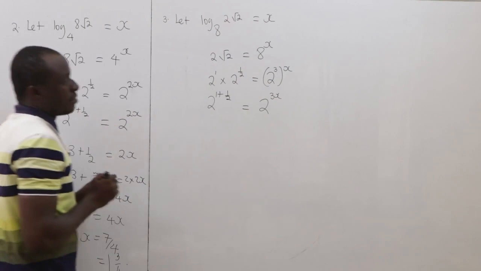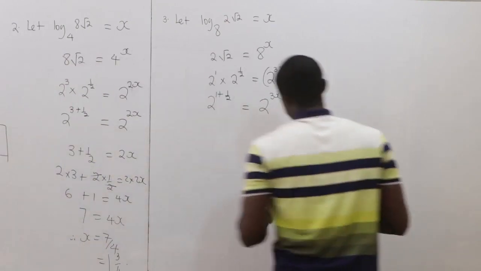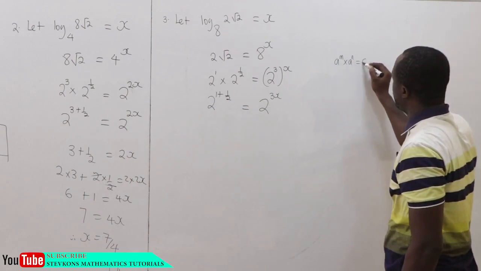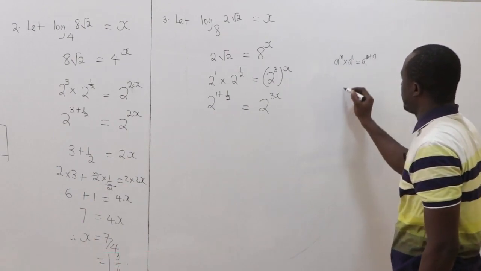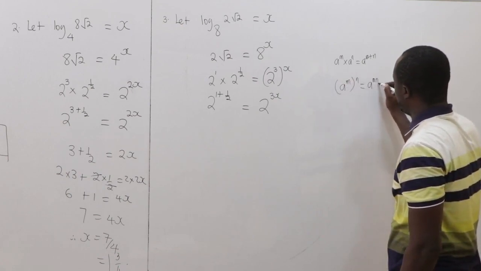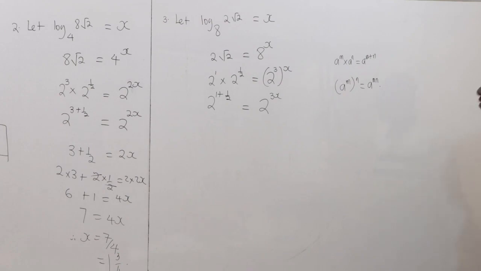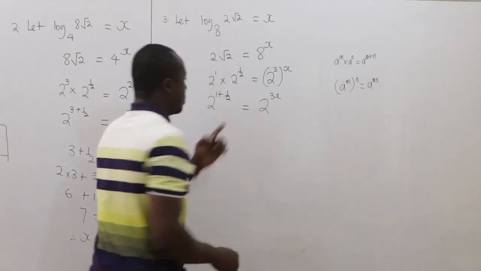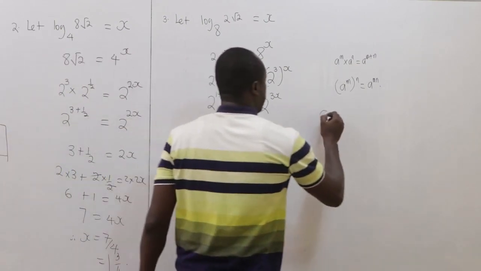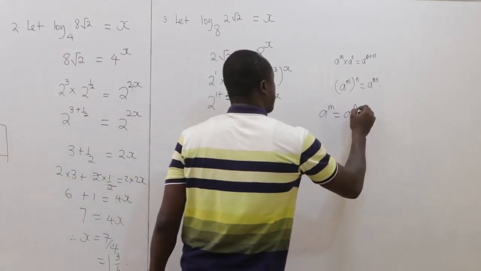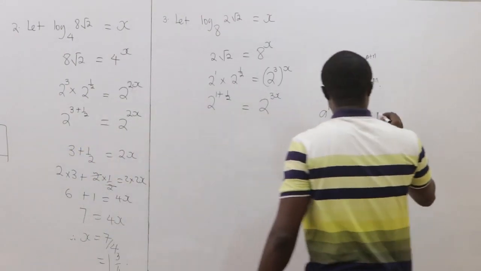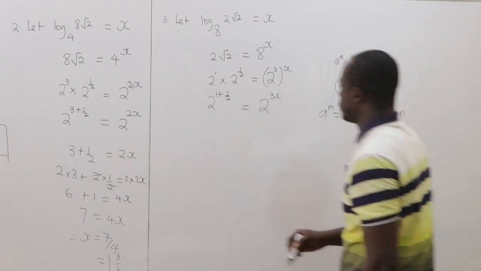From the laws of indices, we know that if you have a to the power m times a to the power n, this is a to the power m plus n. And we know if you have a to the power m all to the power n, this is a to the power mn. Very easy, very trivial. So here the bases are the same. Exponential equations, we equate the exponents. That is, if you have a to the power m equal to a to the power n, and because the bases are the same, we say that this implies m is equal to n.